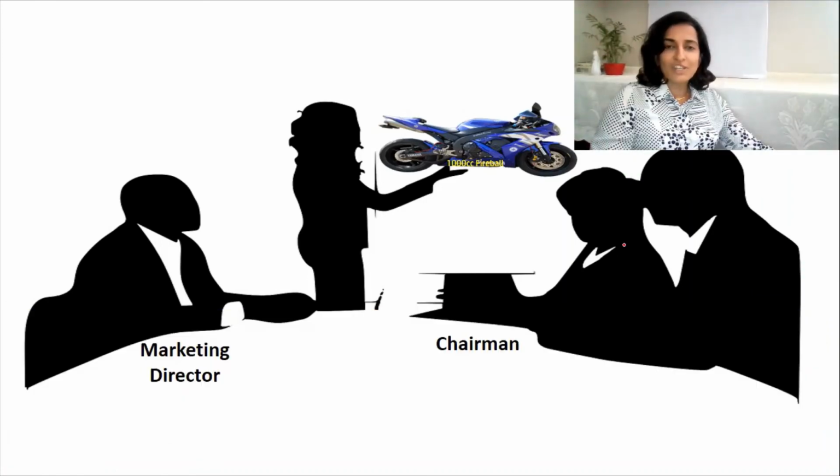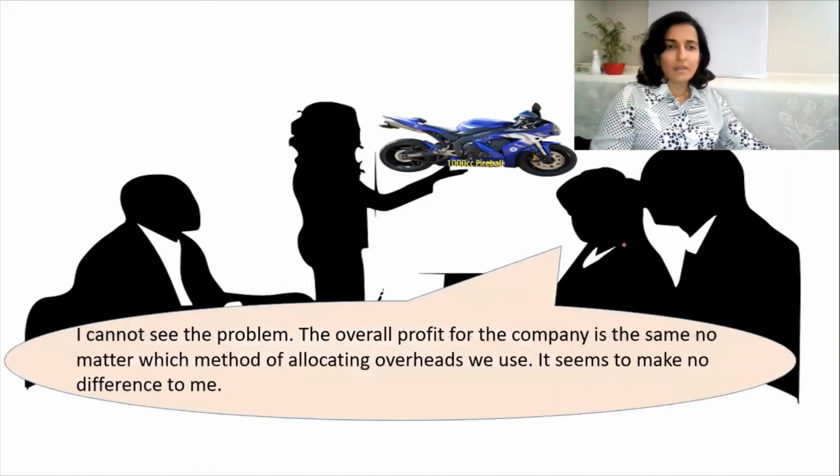Now, finally, the chairman is telling something. I cannot see the problem. The overall profit for the company is the same, no matter which method of allocating overheads we use. It seems to make no difference to me. But that is not right. There is a difference between absorption costing and activity-based costing, because initially we saw that the assembly and the distribution system could be reviewed and Fireball could be made viable. This information was brought to light only through ABC.